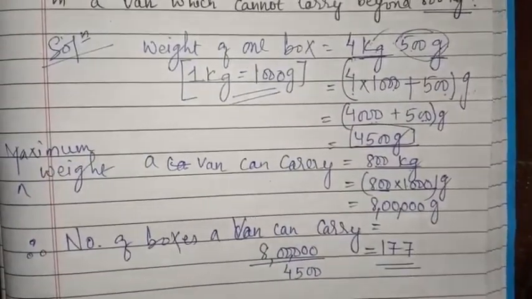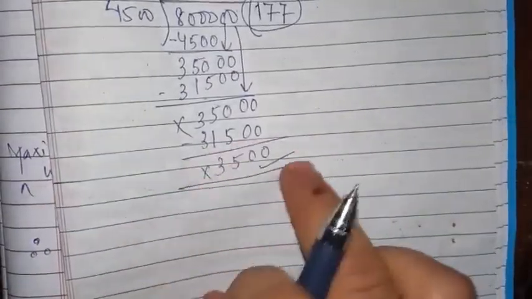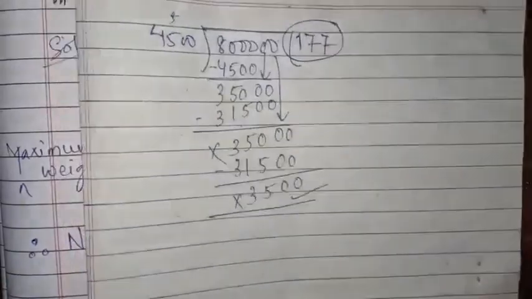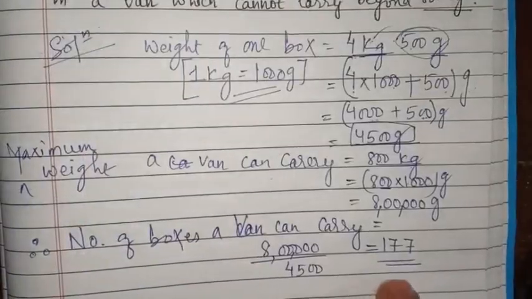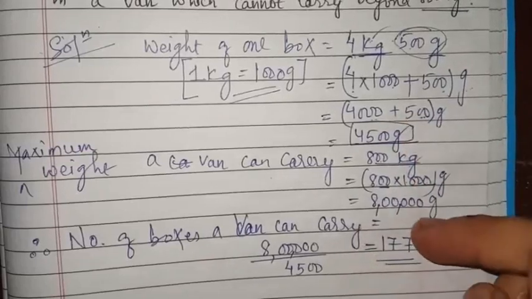177. And if suppose the question was, what is left out? What is the number of the medicine left out? The medicine left out is 3500. And what is the number of boxes that the van can carry? With the weight of 4500 gram for one box, it is 177 only.